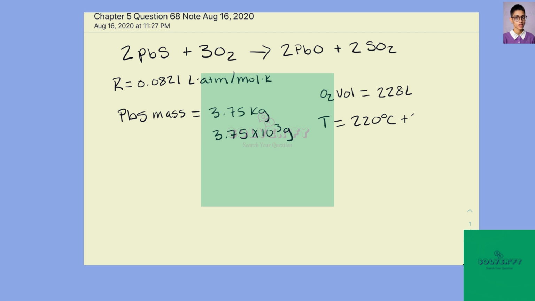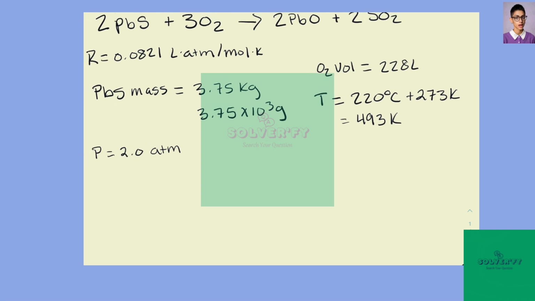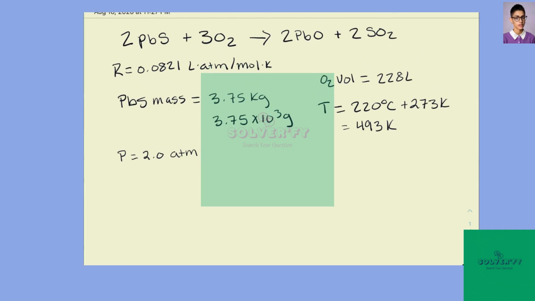So I'm going to add 273 Kelvin to this. So that will bring our temperature to 493 Kelvin. And they also tell us that our pressure is equal to 2.0 atmospheres. Alright, so we are going to be using this chemical equation to help us solve what the limiting reagents are. We are looking for the volume of sulfur dioxide.